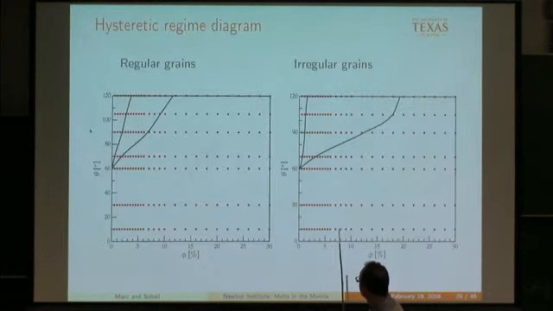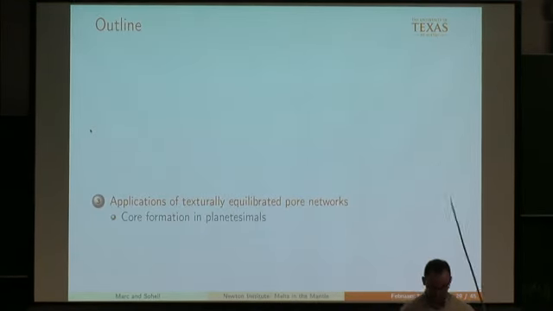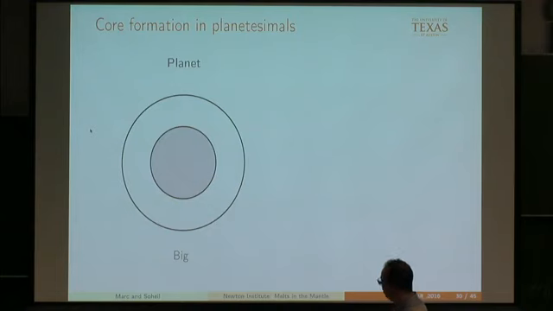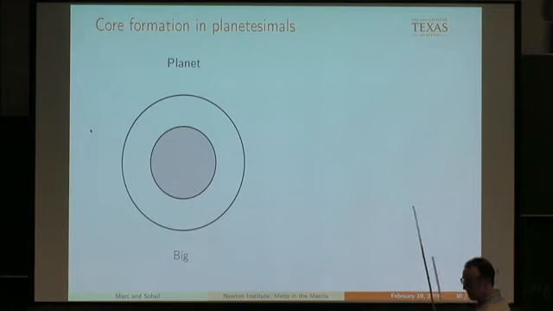Okay, so here we go. Finally, some application. I guess I got interested in this a long time ago, and so I've been following this conversation about whether you can segregate high dihedral angle melts to form the core. And obviously, here's a planet, here's the core, and planets are really complicated.